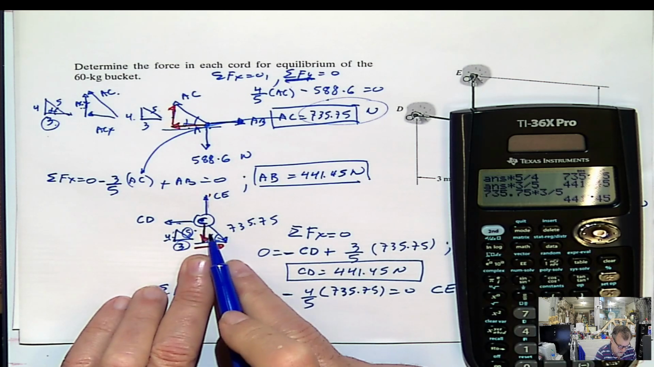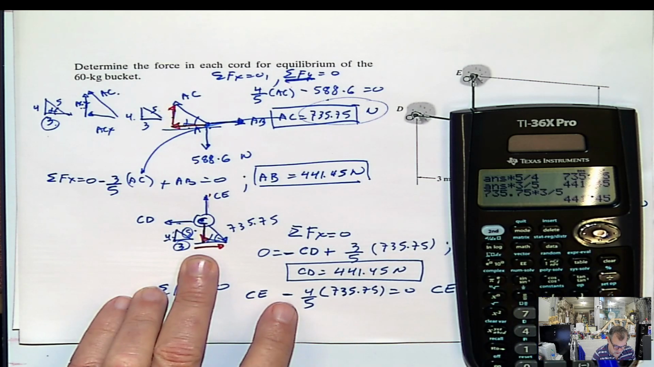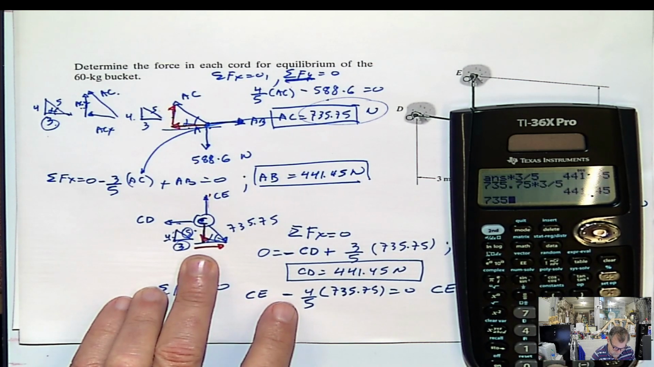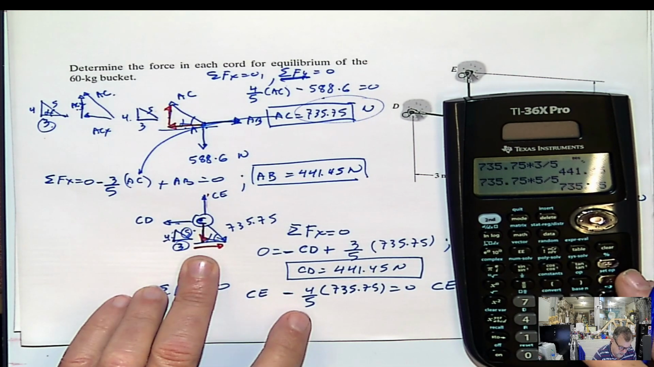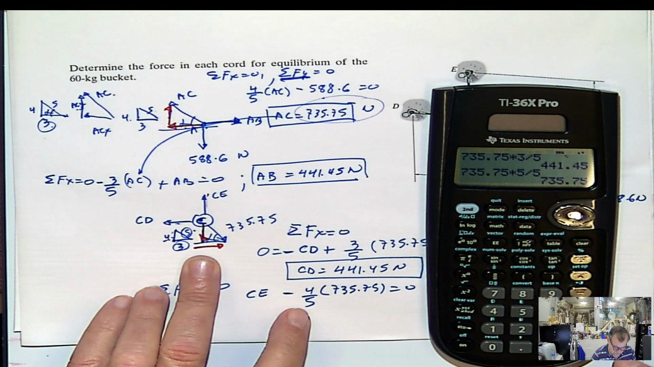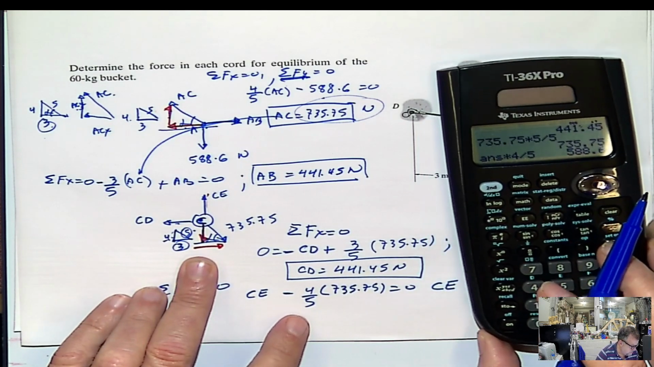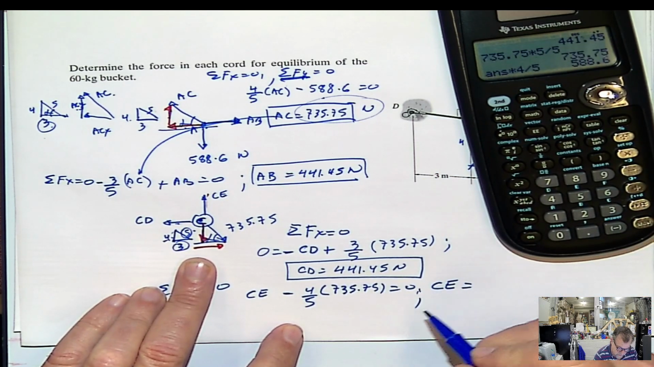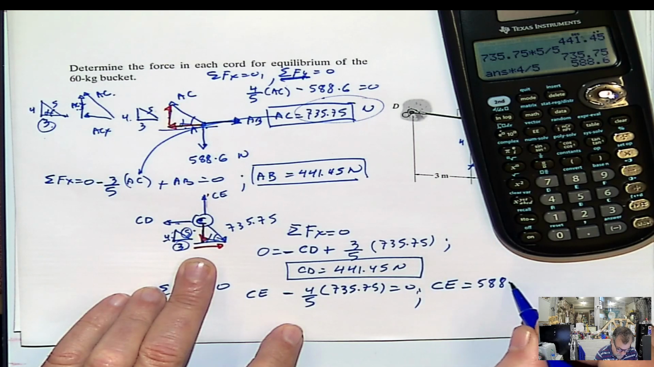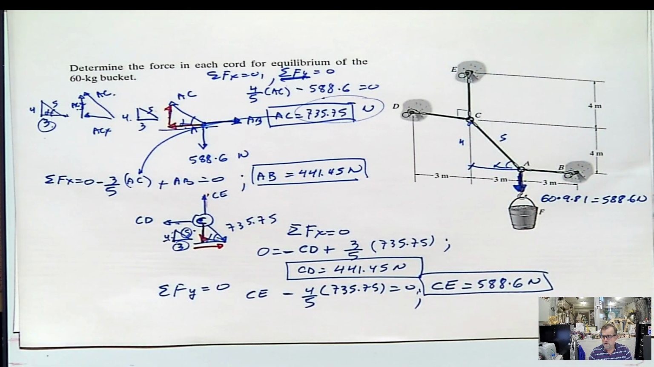I say CD here, now CD, 735, whatever, that's it. So these values, 735.75 times 4 divided by 5 is negative here, times 4 divided by 5, not times 5 divided by 5. That will be CE equals 588.6 Newton. And that will be it. Every single problem is solved in that way.